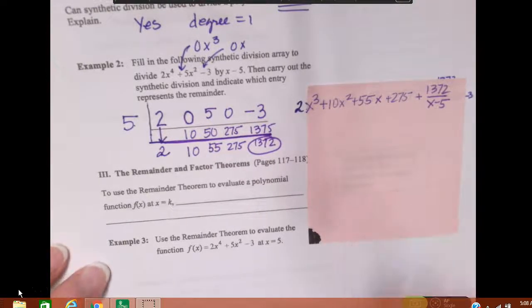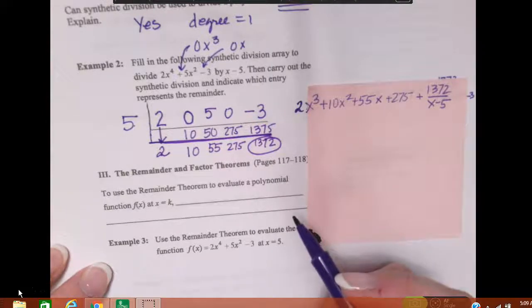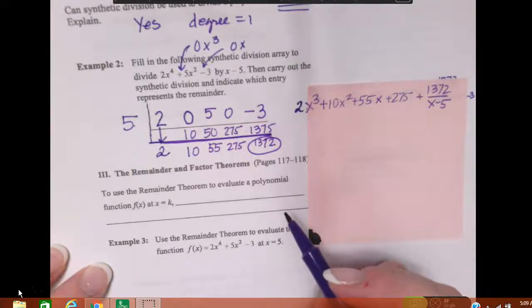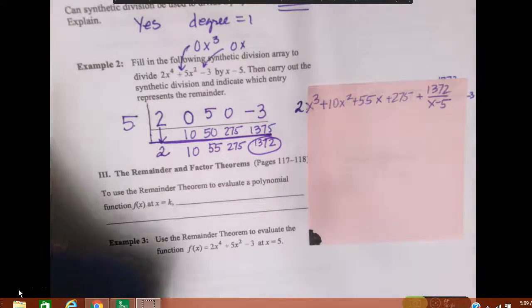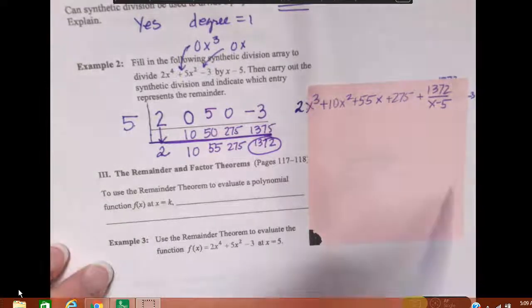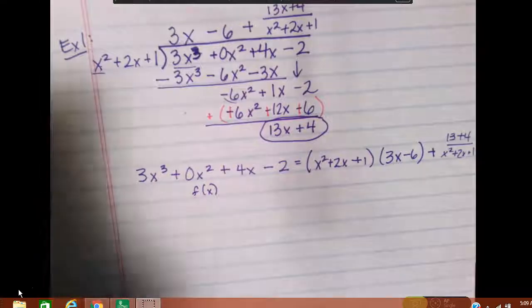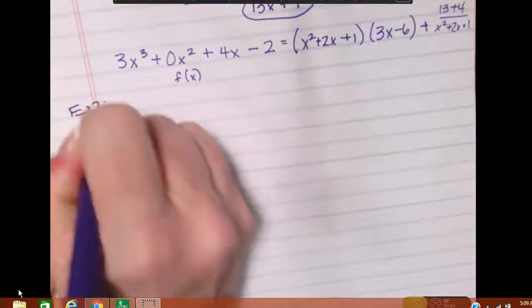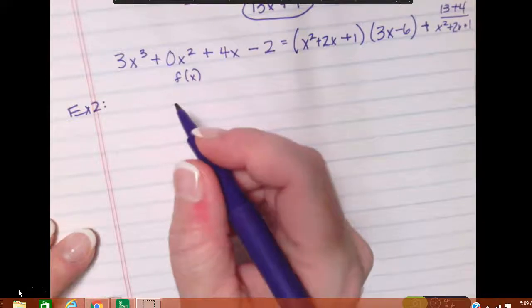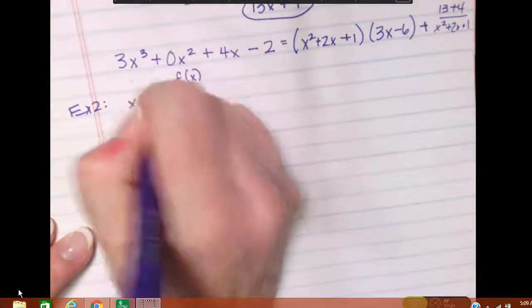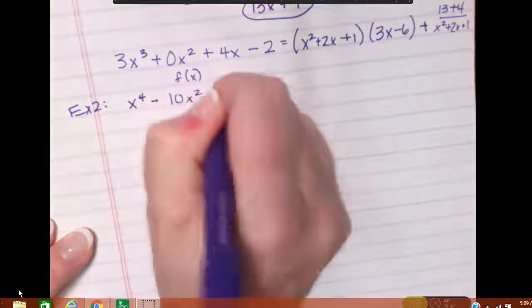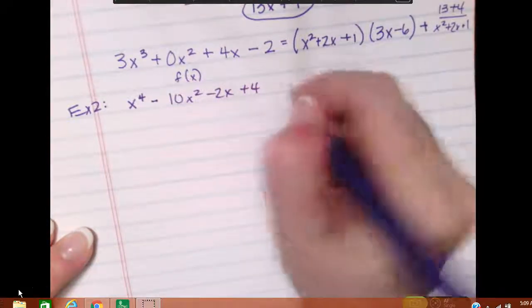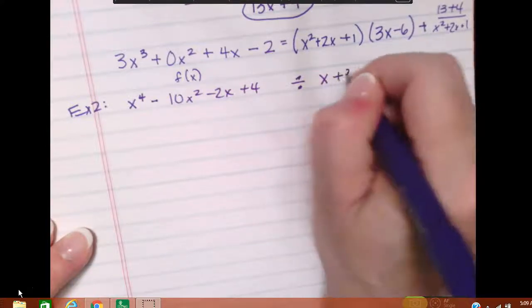So we will do some more examples in class and hopefully get somewhere. You know what? I'd like to go ahead and do one that divides evenly, or where the numbers are at least just a little bit nicer. So let me do one more example. I'm going to go to my notebook paper, and I'm going to go with example 2. I'm going to ask you guys to divide x to the 4th minus 10x squared minus 2x plus 4 by x plus 3.